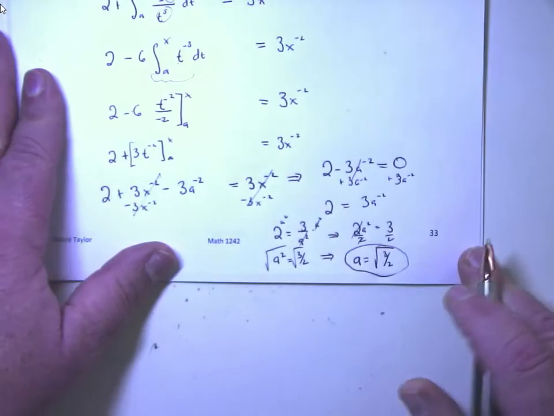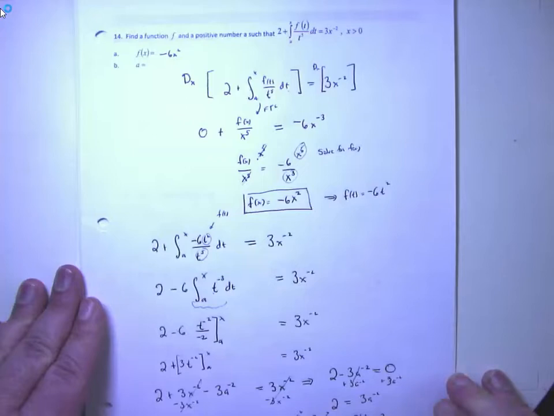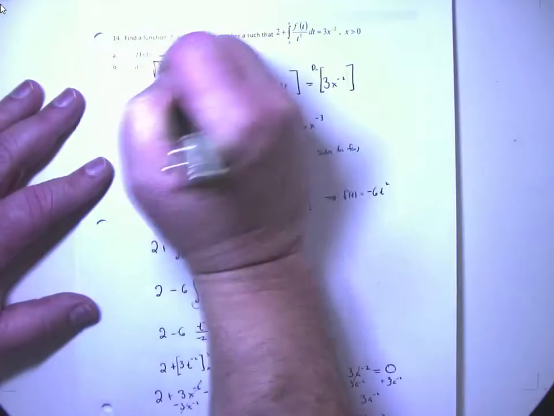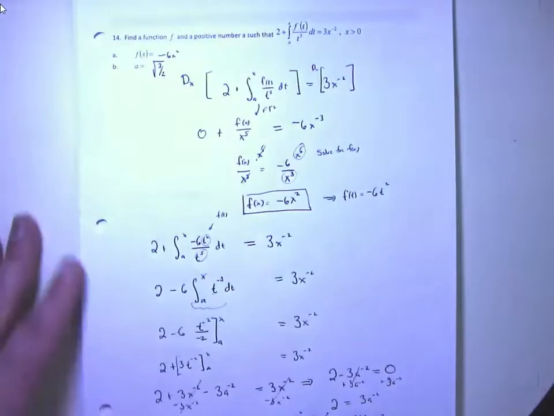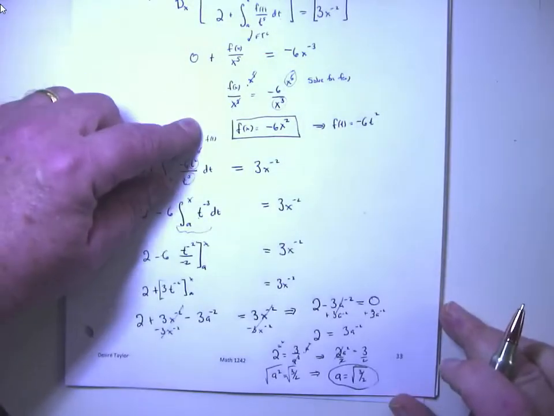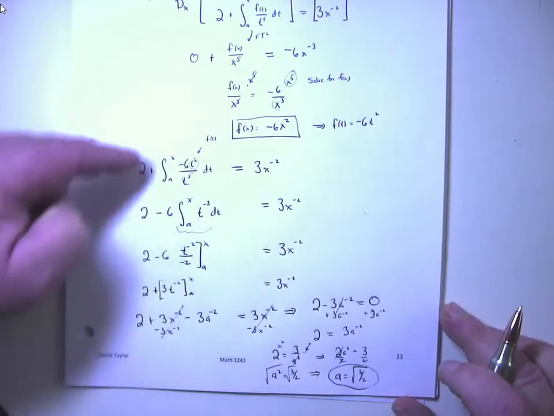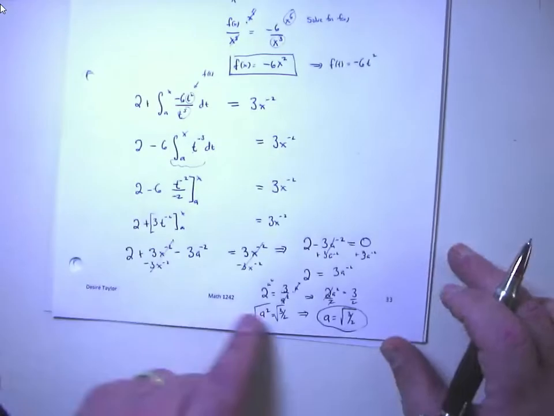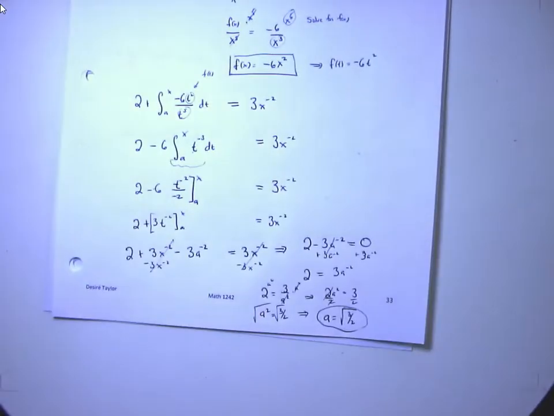So in this problem, f of x was equal to negative 6x squared, and a was the square root of 3 halves. Your problem will be slightly different, but it's using that first derivative to find f of x, the fundamental theorem of calculus, and then plugging in that function and literally cleaning it up, integrating it, and then solving for a. That's the game plan on this problem. And again, everyone has a web work problem just like this.